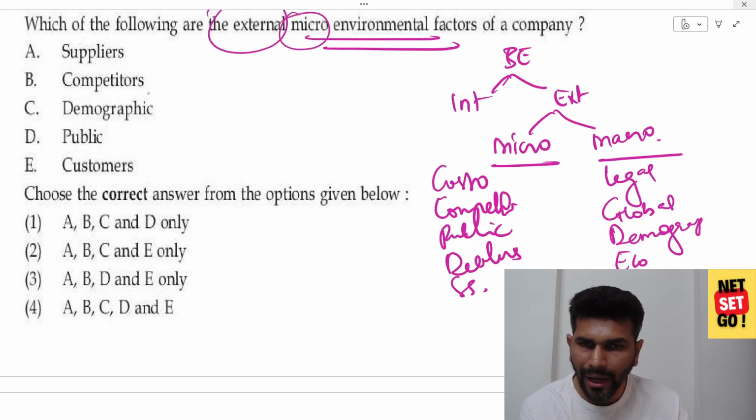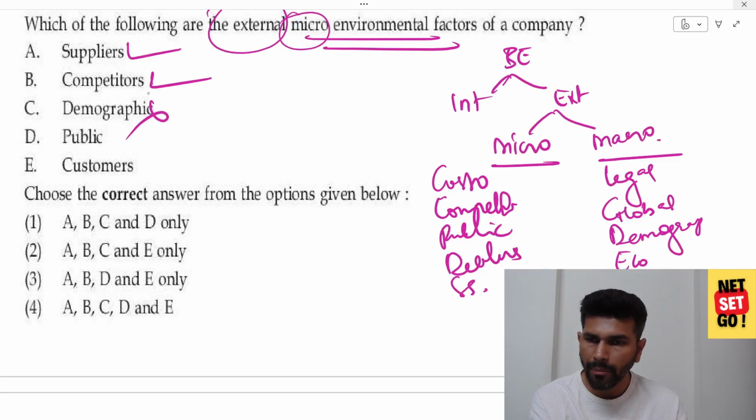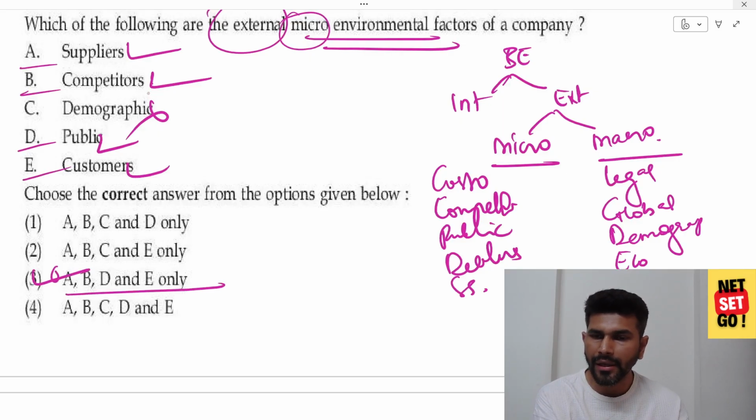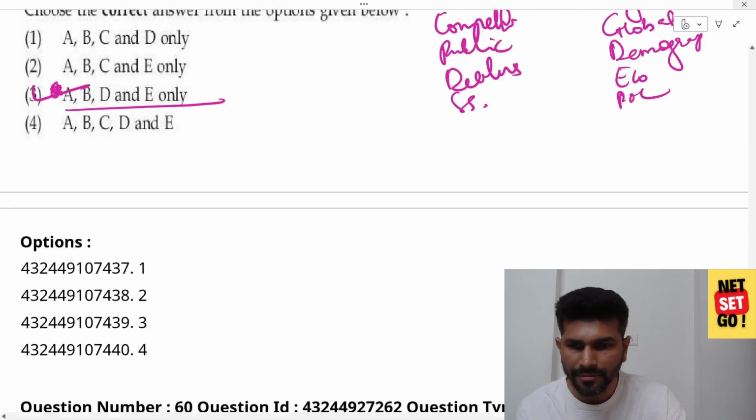So which one is micro environmental factor? External micro environmental factor. Supplier, competitor, demographic is macro, public is correct, customer is also correct. So A, B, D, E. Option 3 is correct answer.